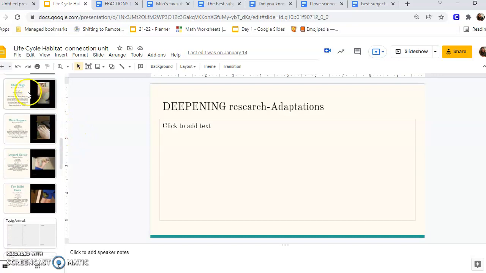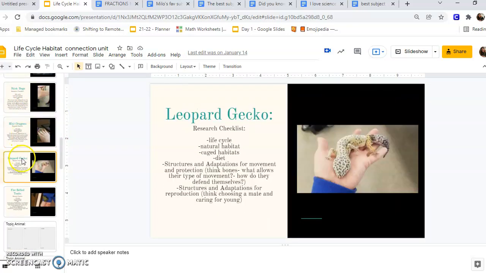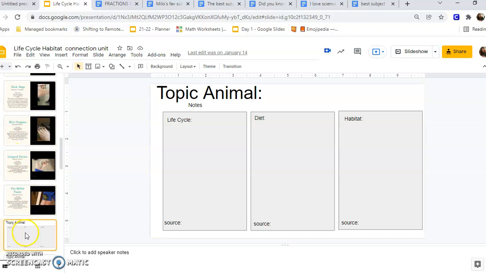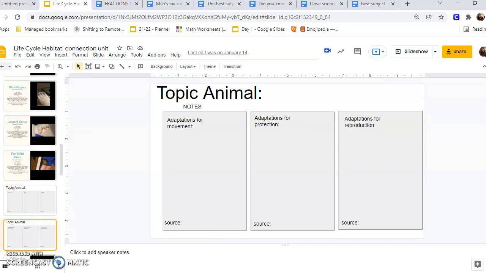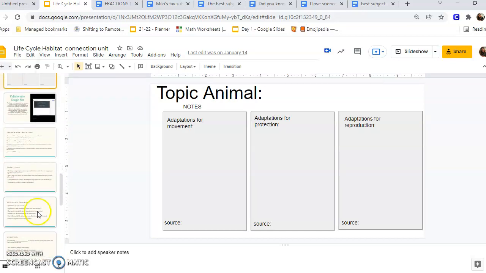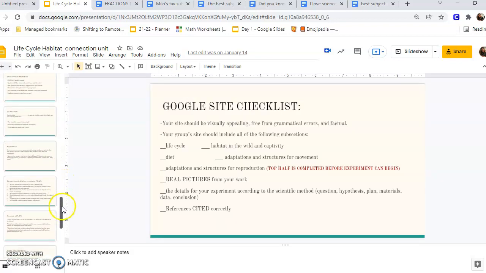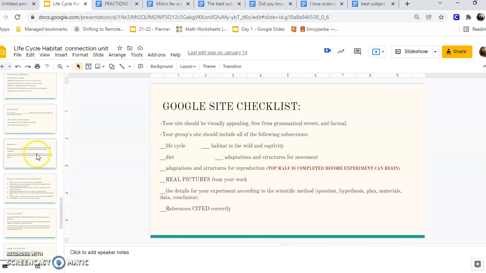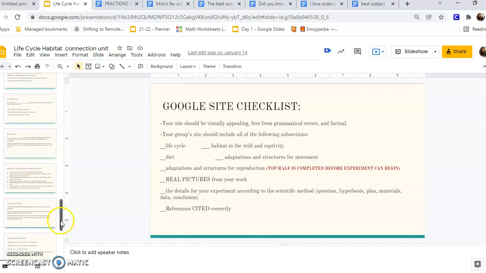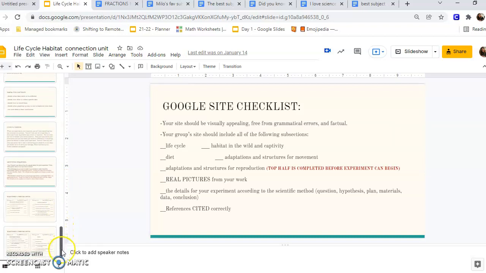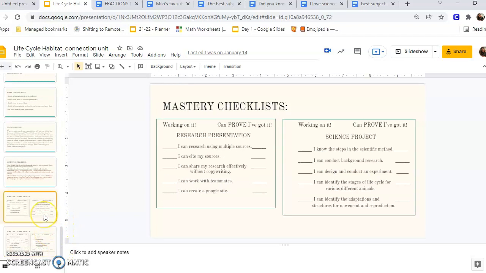Each individual group had their specific checklist with questions that they had done. They created their piece for topic research as they did it. They got to their Google site checklist, what they needed to include on that. And as this project continues down through the scientific method, they worked on it together. They got to those mastery checklists that we talked about.